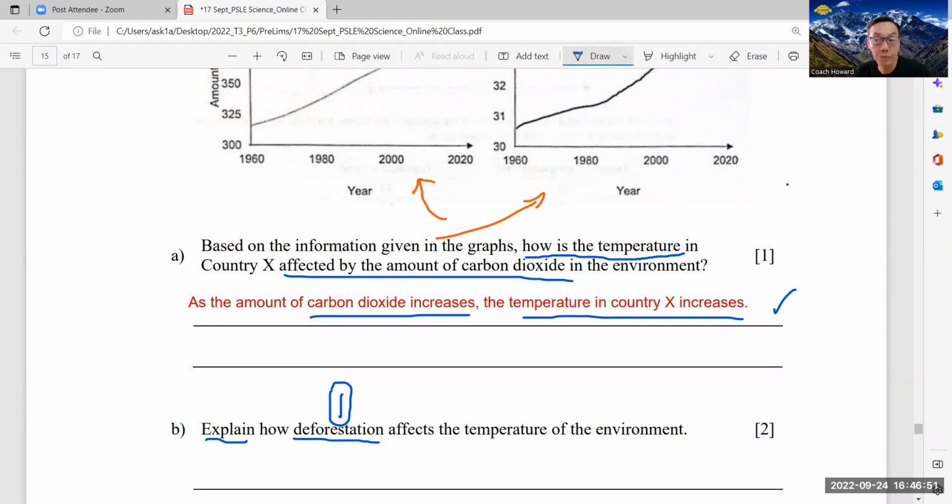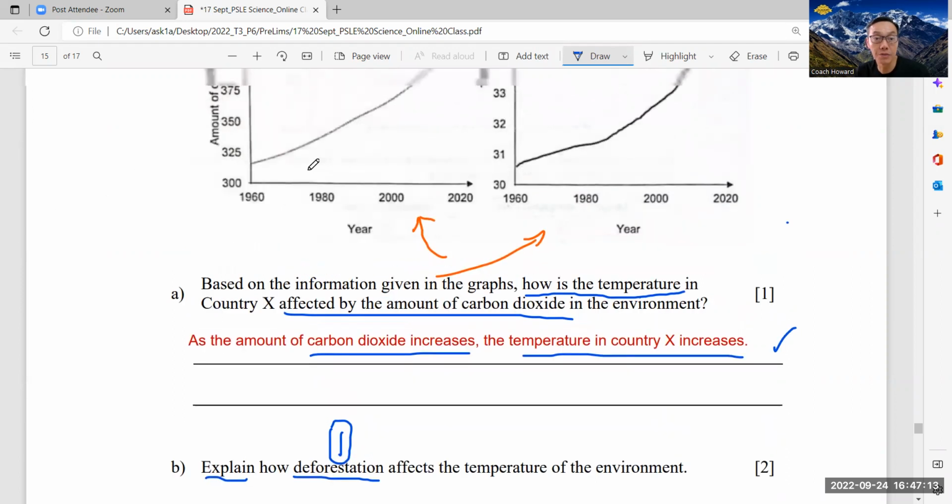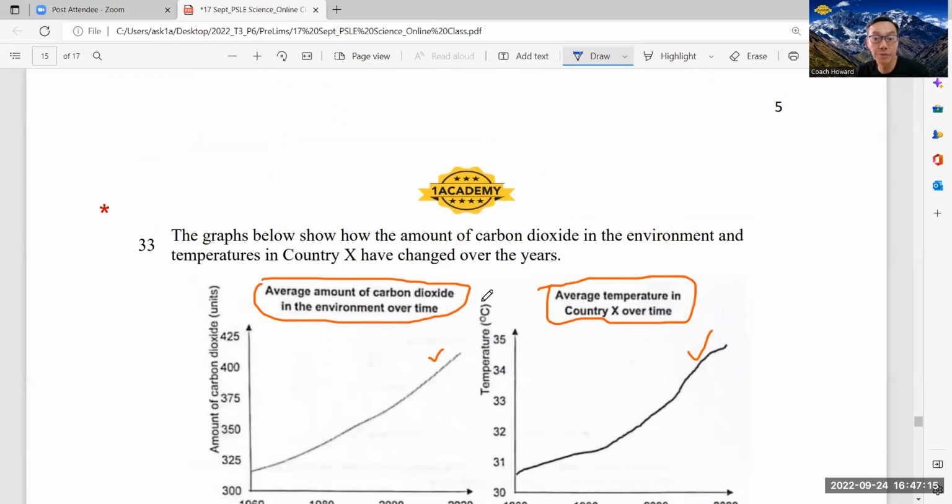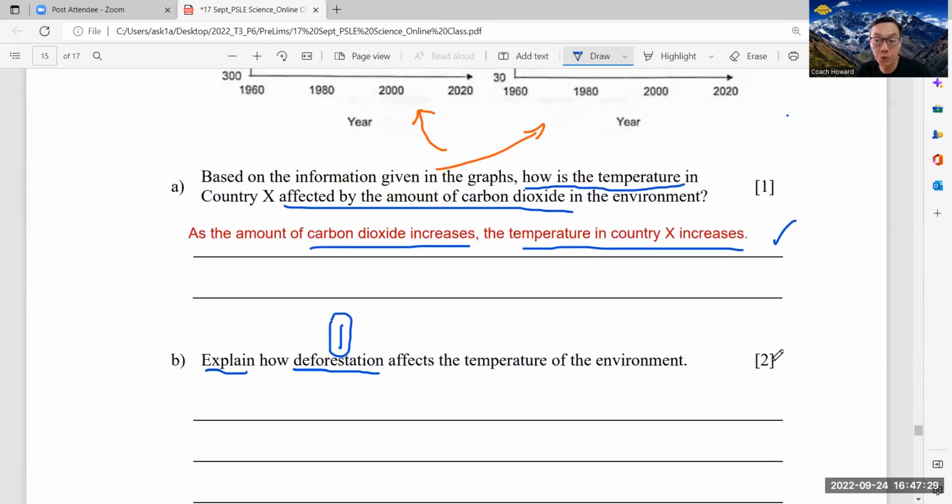You need to know that by deforesting a big piece of forested area, you will cut down thousands of trees, right? By doing that, it will reduce the ability of these trees to carry out the process of photosynthesis. If photosynthesis is reduced, what happens to carbon dioxide? If photosynthesis is reduced, the carbon dioxide would increase, because photosynthesis is a process whereby plants, in the presence of light, take in carbon dioxide and convert it to useful oxygen. So notice this is a 2-mark question.